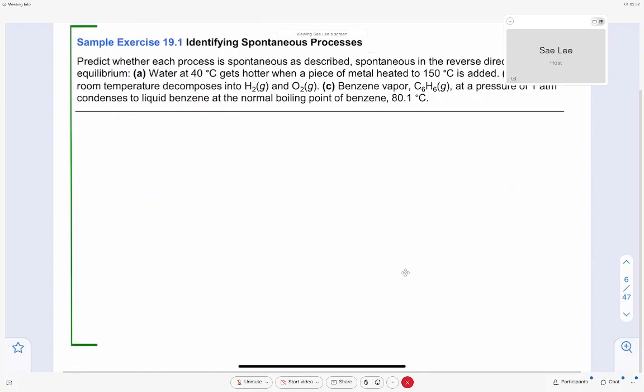Okay, let's try a sample exercise. Predict whether each process is spontaneous as described, spontaneous in the reverse direction, or at equilibrium. A, water at 40 degrees Celsius gets hotter when a piece of metal heated to 150 degrees Celsius is added. So for A, the heat is transferred from hot metal to water. This is a process that will occur without any extra help. Heat transfer from a hotter object to a cooler object will occur naturally, so this is a spontaneous process.